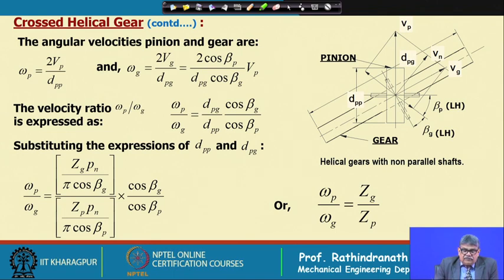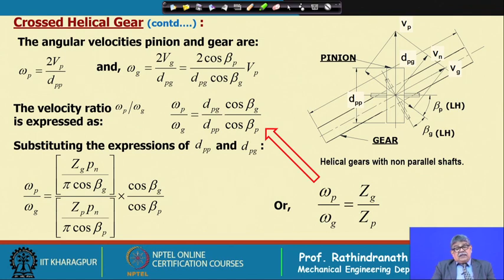However, if we express this in terms of the diameter of the gears, then the relation will be omega_p divided by omega_g equal to pitch circle diameter of gear into cos of helix angle of the gear, divided by pitch circle diameter of the pinion into cos of helix angle beta_p. That means this helix angle must be expressed. Now, if we consider these are parallel shafts, then definitely cos beta_g is equal to cos beta_p. So this relation will directly become the ratio of the diameters. The cos of helix angle terms will simply vanish.